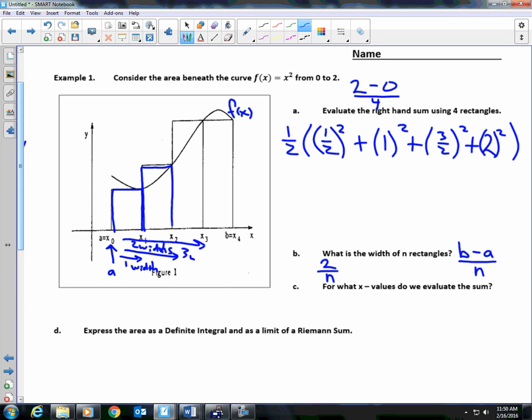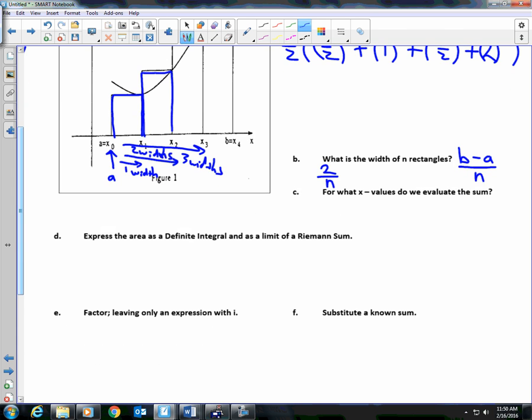3 widths, right? So if you want to know the x values for which we evaluate the sum, we start at the beginning point of our interval, which is a, and then we add on widths. How many widths? Well, we start with 1, and then 2, and then 3, and we go all the way up to infinity. To represent that we have 1, 2, 3, 4, 5, so on and so forth, we're going to use the letter I.